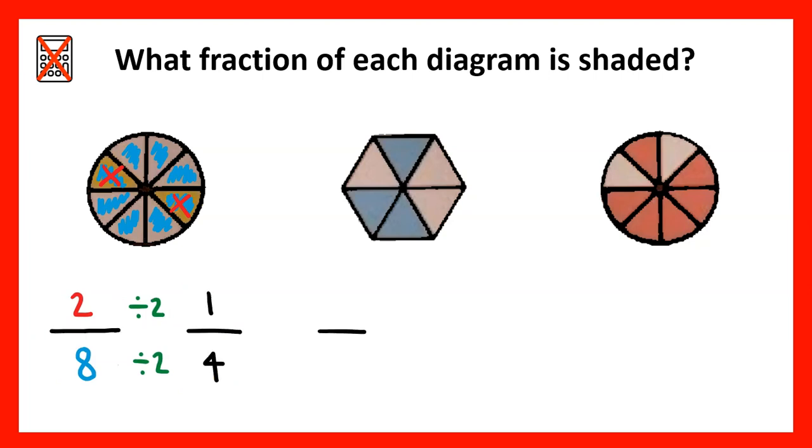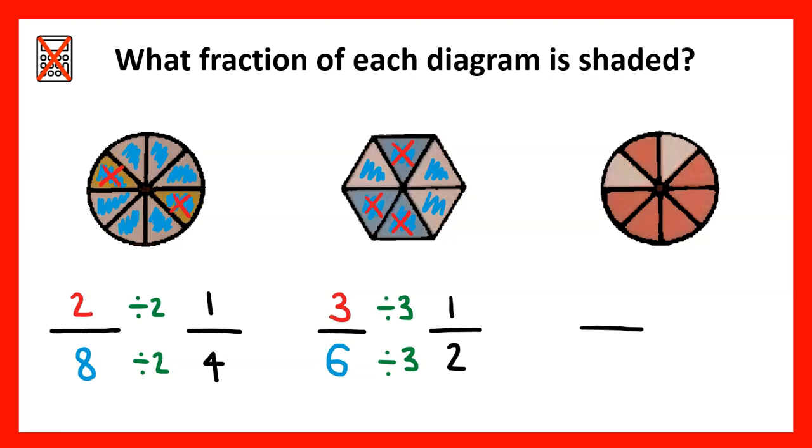For the next question, we have a diagram that's been split into 6 equal parts, and 1, 2, 3 of those are shaded, meaning our unsimplified fraction is 3 over 6. Both of these numbers are in the 3 times table, meaning they have a common factor of 3. So dividing through by 3 gives us 1 over 2, or 1/2.